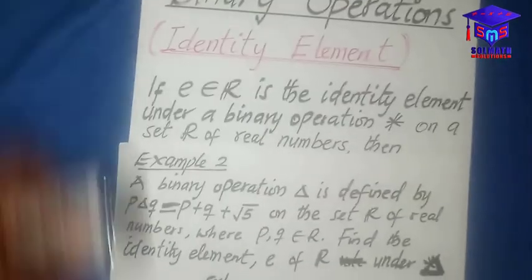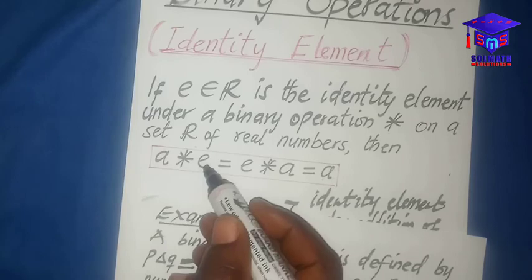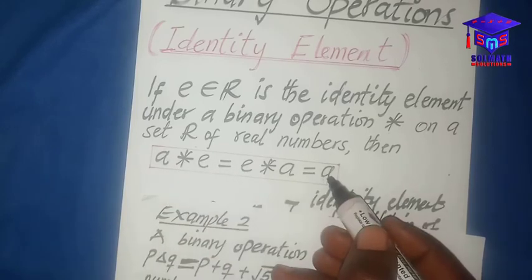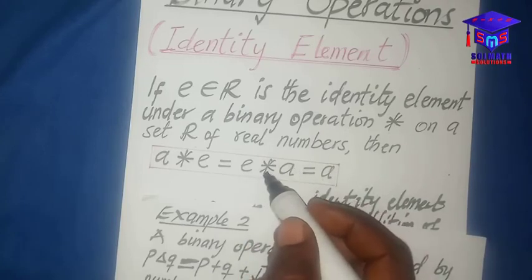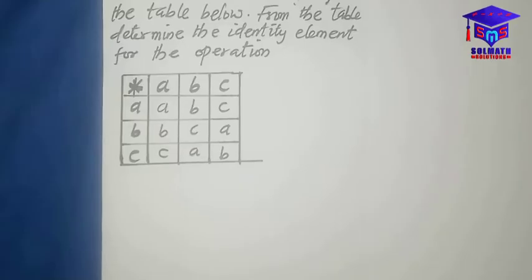So what we are saying is that anytime you combine the identity element and any number with an operation, you should get the same number. Or if you combine the identity element and any number using a defined operation, you should get the same number.